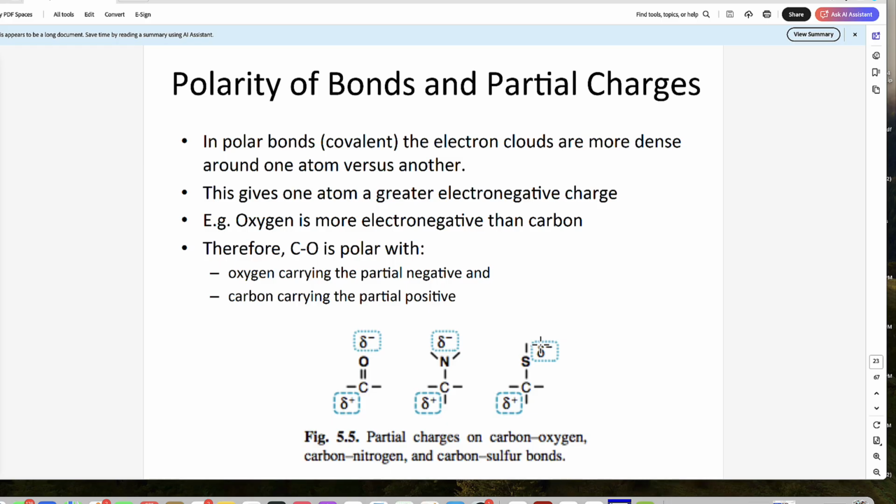In polar bonds, i.e. covalent bonds, the electron cloud is more dense around one atom versus another. So this is going to result in a molecule being more electronegative than electropositive. So when we look at oxygen, it is more electronegative than carbon. So when you have a carbon-oxygen bond, it's polar. Okay, oxygen is carrying more of a partial negative charge. The carbon is carrying a more partial positive charge. This is how you get a dipolar molecule.